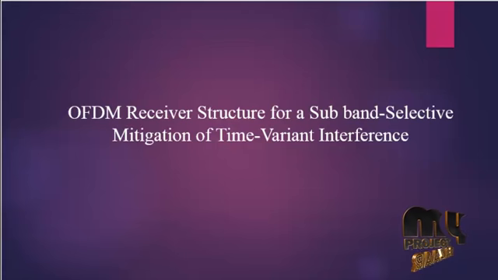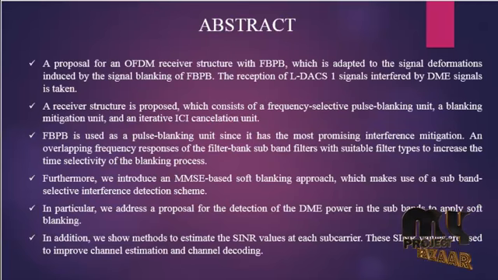Let us discuss the product title: OFDM receiver structure for a subband-selective mitigation of time-variant interference. Let us discuss the abstract. A proposal for an OFDM receiver structure with FPBB, filter bank pulse blanking, which is adapted to the signal deformations induced by the signal blanking of FPBB. The reception of LDACS1 signals interfered by DME signals is taken.